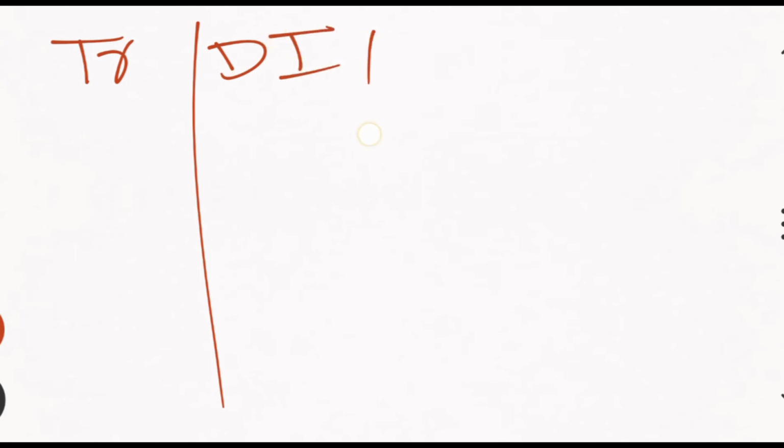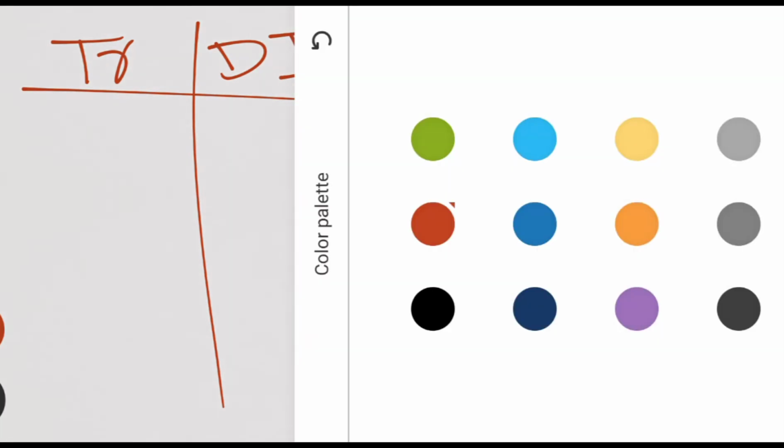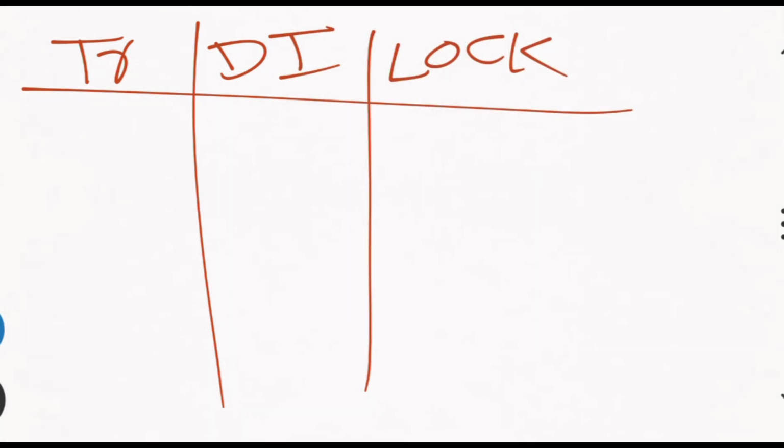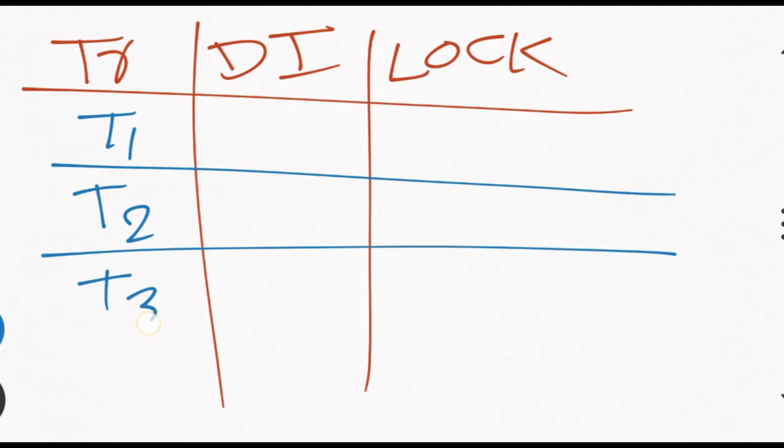Now I am giving you an example. Suppose I am having here transactions, then the data items, and here the locking mode, which type of lock I am going to apply. So I have the first transaction T1, another transaction T2, and another transaction T3.